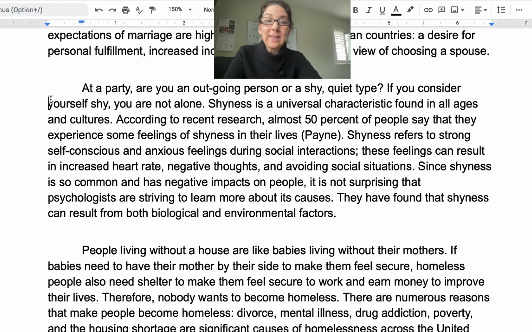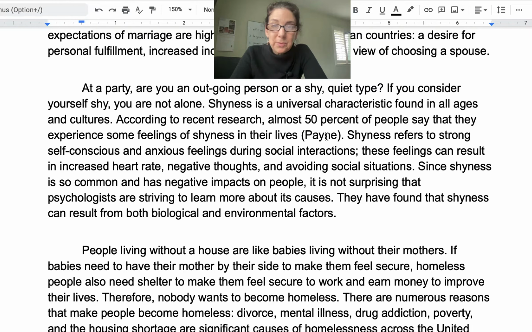Let's move on and look at the second introduction. At a party, are you an outgoing person or a shy, quiet type? If you consider yourself shy, you are not alone. Shyness is a universal characteristic found in all ages and cultures. According to recent research, almost 50% of people say that they experience some feelings of shyness in their lives.